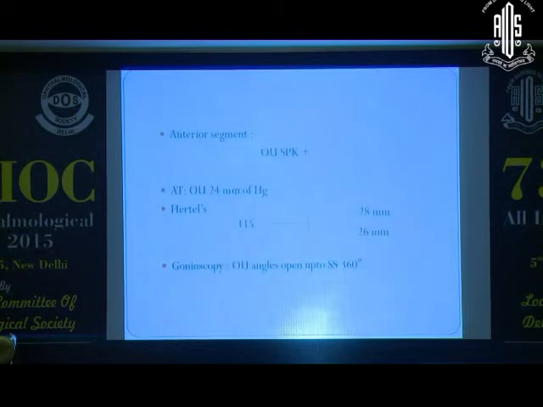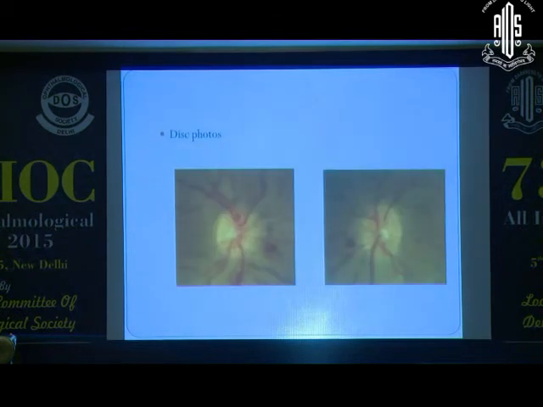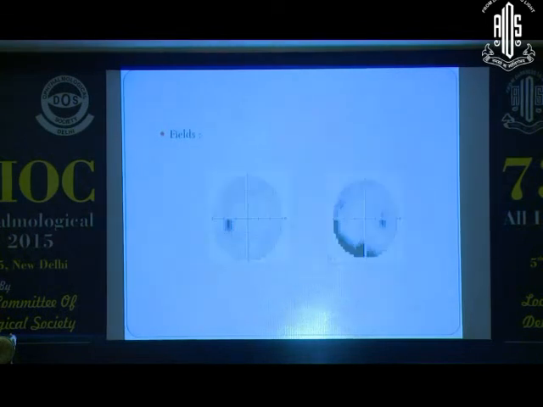We did an anterior segment examination. The patient had SPKs in both eyes and pressures were relatively high. Hertel's showed that the eyes were prominent in both eyes. Gonioscopy was done, which was normal. This photo showed bilateral disc edema with some macular dot hemorrhages in and around the disc, and the field showed a little blurring of margin.